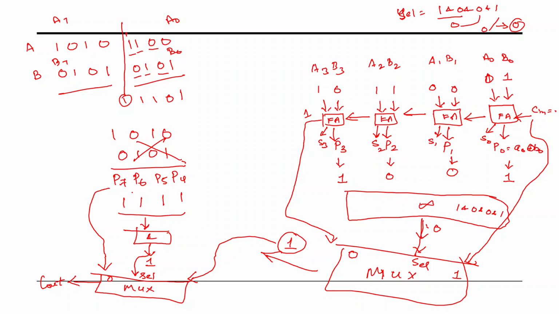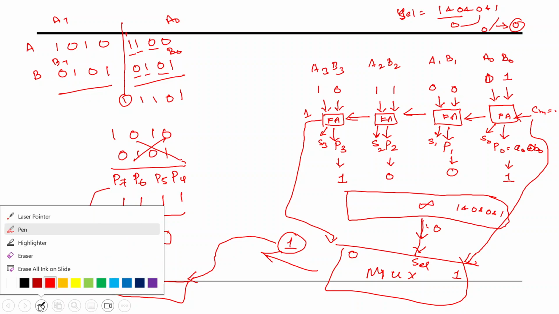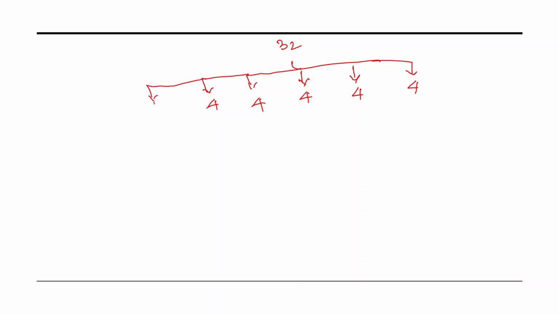So now I will separate this 32 bits into blocks of 4 bits. So I have separated the 32 bits into blocks. There is carry skip adder 0, carry skip adder 1, carry skip adder 2, carry skip adder 3, carry skip adder 4, carry skip adder 5, carry skip adder 6, and carry skip adder 7. So we have 8 carry skip adders.